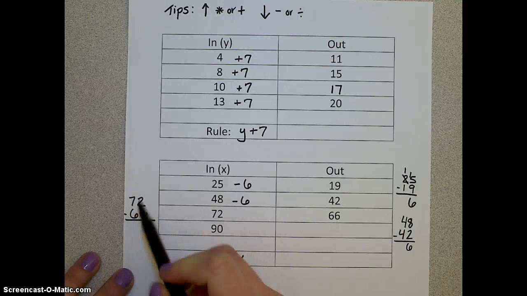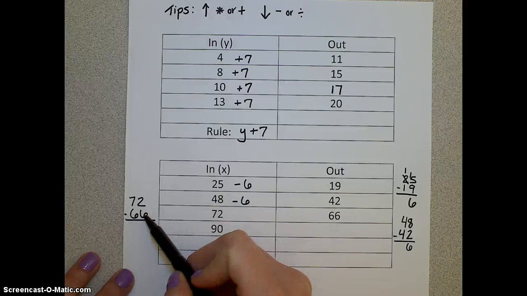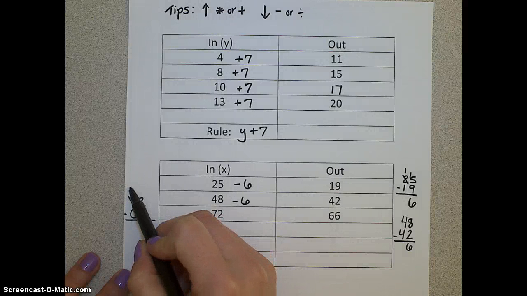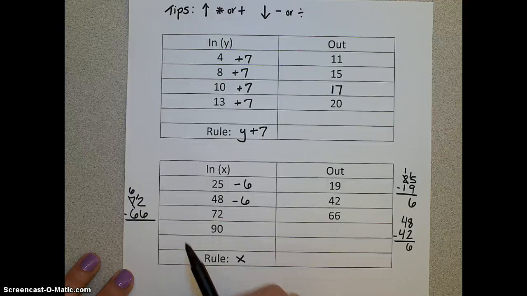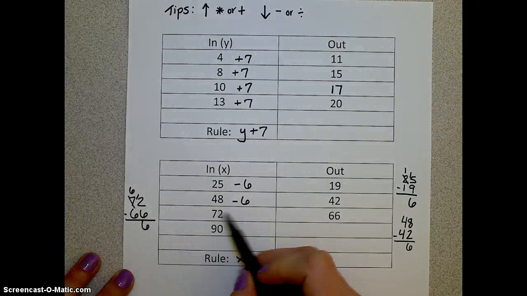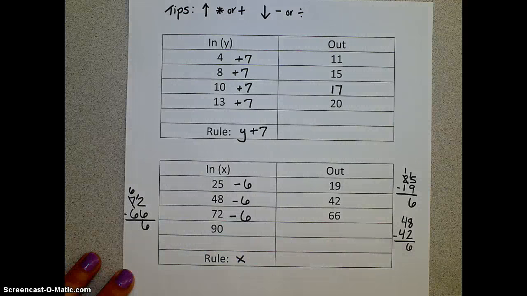The difference between 72 and 66. Can't take 6 from 2, so I borrow. This becomes a 6. 12 minus 6 is 6. So once again, I have a rule of minus 6.